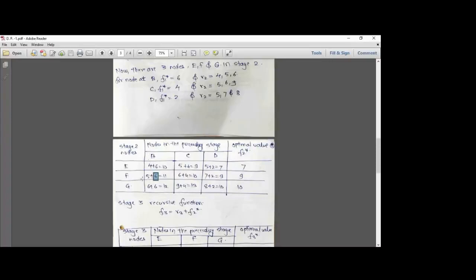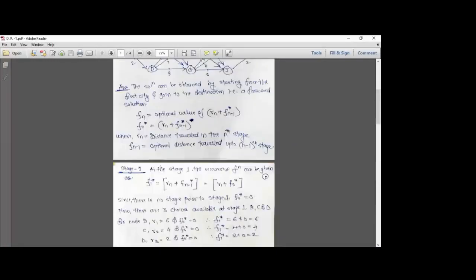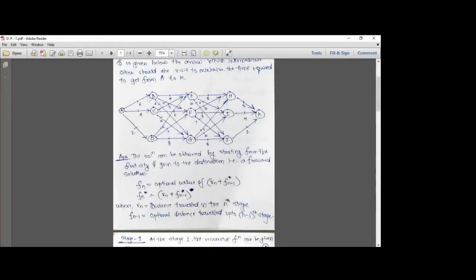When I'm moving from B to G, right? From B to G, the R2 value is 6. Same way here, 6 plus the F1 star value 6 is equal to 12.